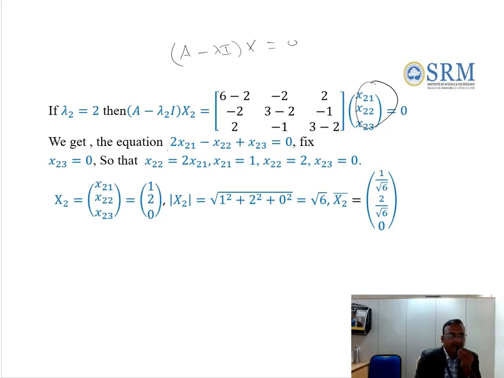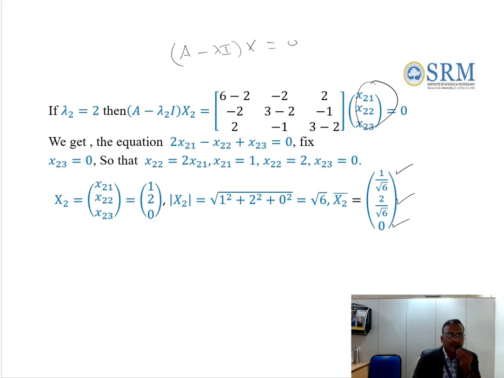So let us fix x23 equal to 0. It is in our hand. We can fix x22 equal to 0 or x21 equal to 0. Let me choose x23 equal to 0. If you choose x23 equal to 0, then x22 equal to 2x21, and if you fix x21 equal to 1, then x22 equal to 2. Therefore the vector is (1, 2, 0), and its length is root 5, and the normalized eigenvector is (1 by root 6, 2 by root 6, 0).